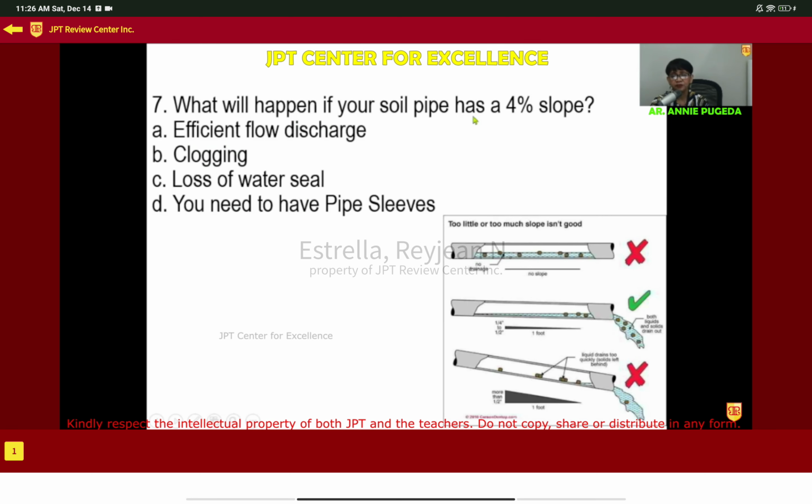Next natin. What would happen if your soil type has a 4% slope, which is supposed to be 2%? Pag horizontal, walang movement. Pag ganyan, yan ang tama kasi waterborne waste, magkasama yung solid sa liquid, sabay sila. Pag ganyan, mas matarik at 4%, basta unang liquid, natitira yung solid. At yung solid na to, pwedeng magsama-sama at sumalpok na lang dun sa pinakabatang part, which is now causing clogging. Okay? Answer po, clogging. B.